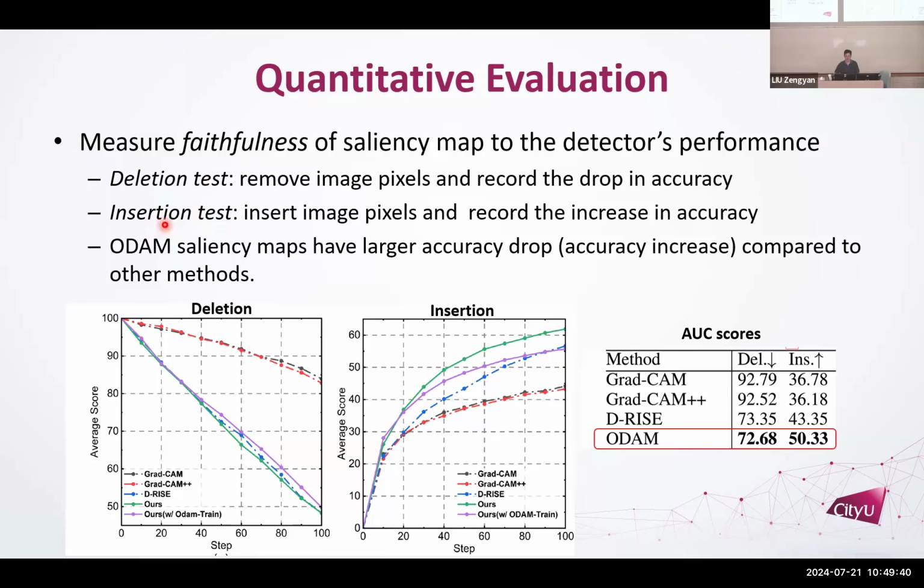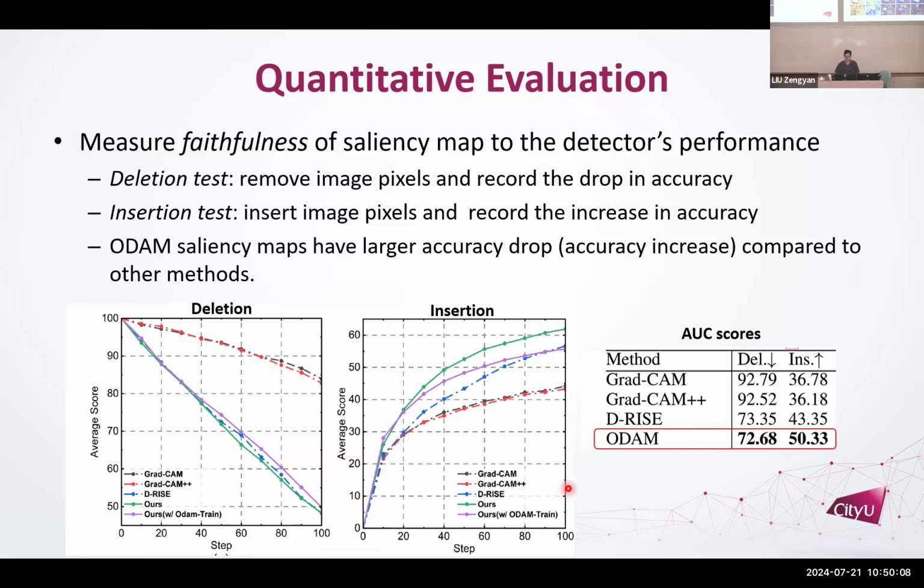The opposite is insertion. That means we start with a blank image, and then we insert the most important pixels first, and then we record the increase of accuracy. Then we can summarize this using the area under the curve as we introduce more pixels or remove more pixels. So here are the results for these different models. The deletion score we want to be lower, and the insertion score we want to be higher. And of course, our model does better.